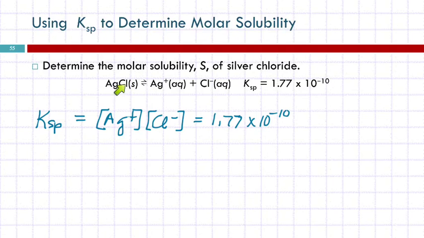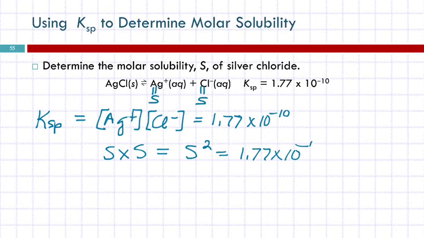S is the amount of this that dissolves per liter. So I'm going to say that this is equal to S and that's equal to S. Because every mole of this that dissolves gives me one of each of these. So I end up with S times S, which is the same as S squared, being equal to that KSP value. And then to solve that and find the molar solubility, I have to do the square root of that number.